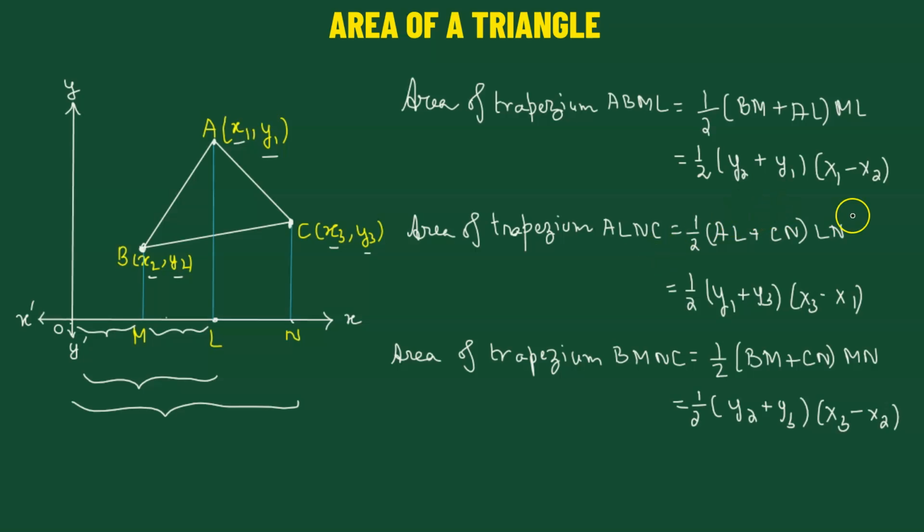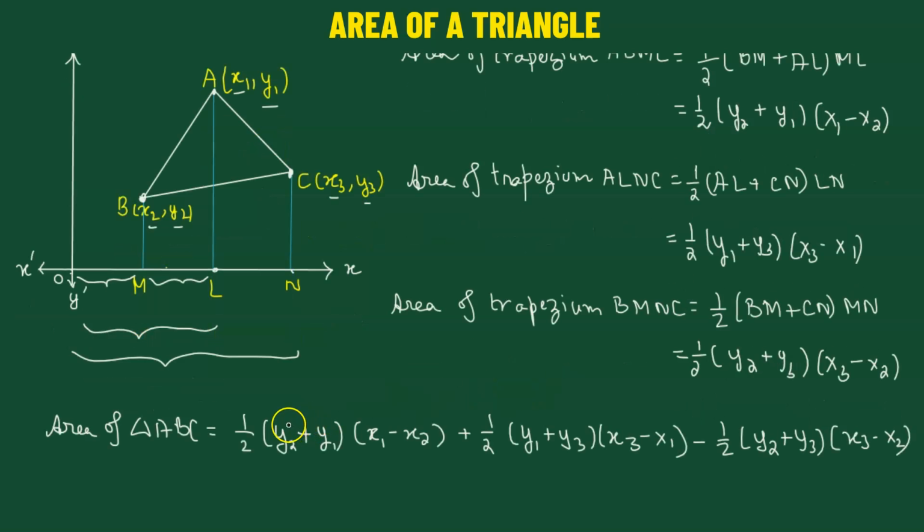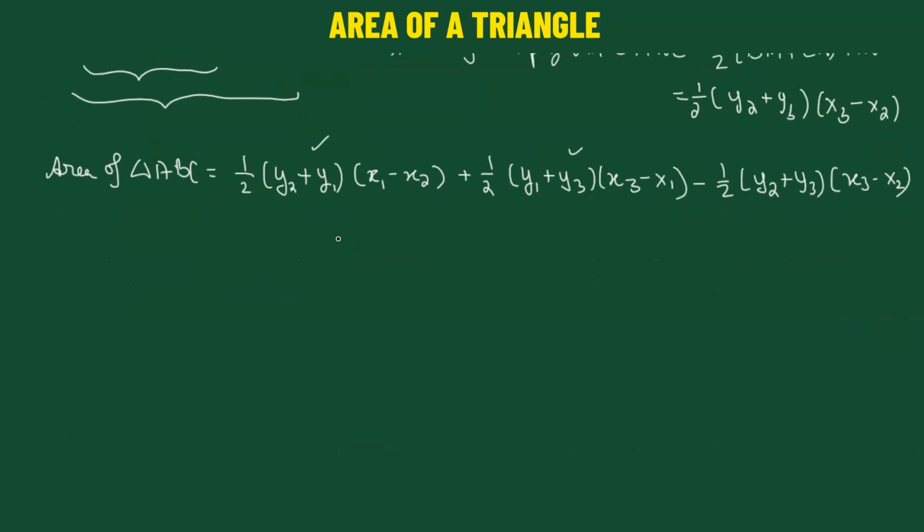Now we'll be using these values and substitute them to find out the area of the triangle. So let's do that. All we've done is added the area of the two trapeziums. This is for ABML. This is the second trapezium, ALNC. And from here, we have subtracted the area of the trapezium BMNC. So let's further simplify this, and we will now get, so we have half common in each of them. So we have half. Now we will multiply y2 plus y1 with x1 minus x2.